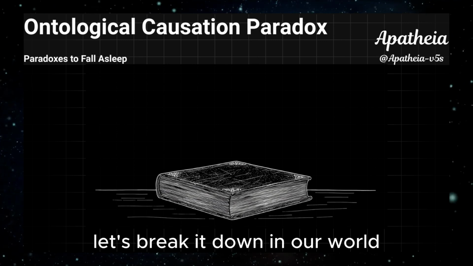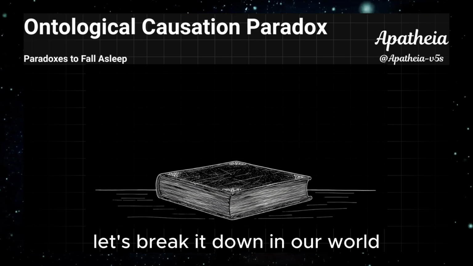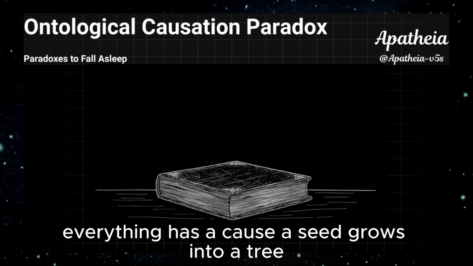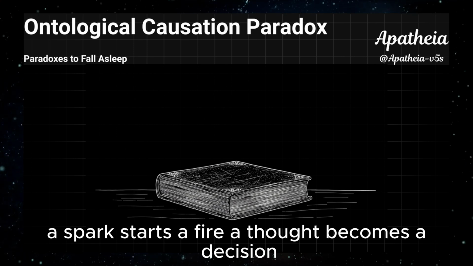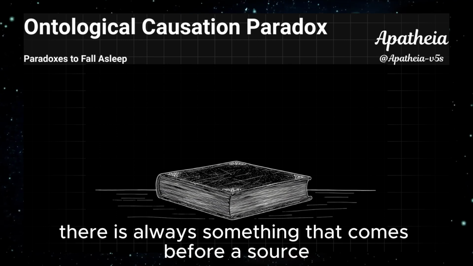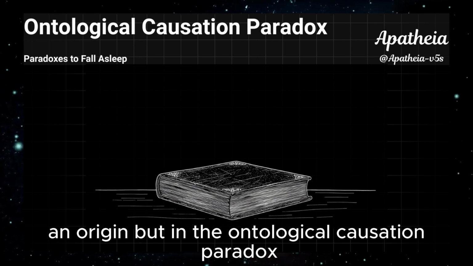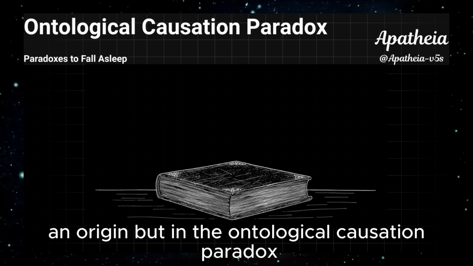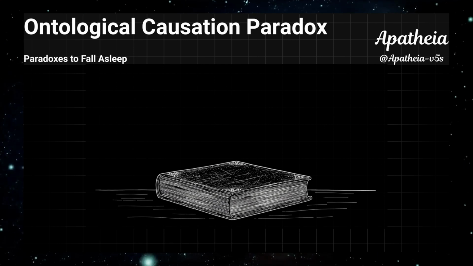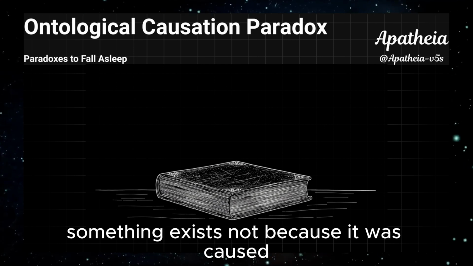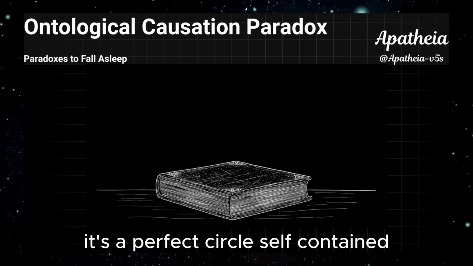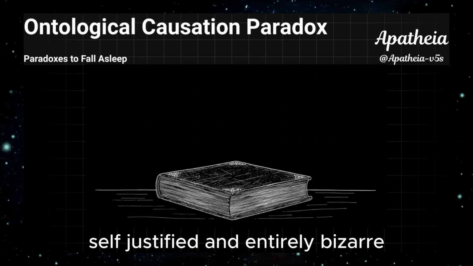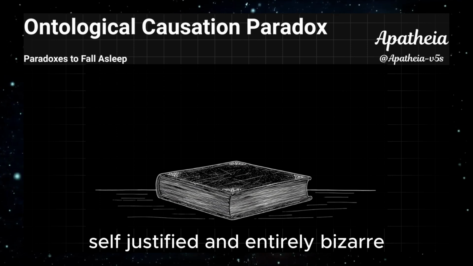Let's break it down. In our world, everything has a cause. A seed grows into a tree. A spark starts a fire. A thought becomes a decision. There is always something that comes before, a source, an origin. But in the ontological causation paradox, the chain breaks. Something exists not because it was caused, but because it caused itself. It's a perfect circle, self-contained, self-justified, and entirely bizarre.